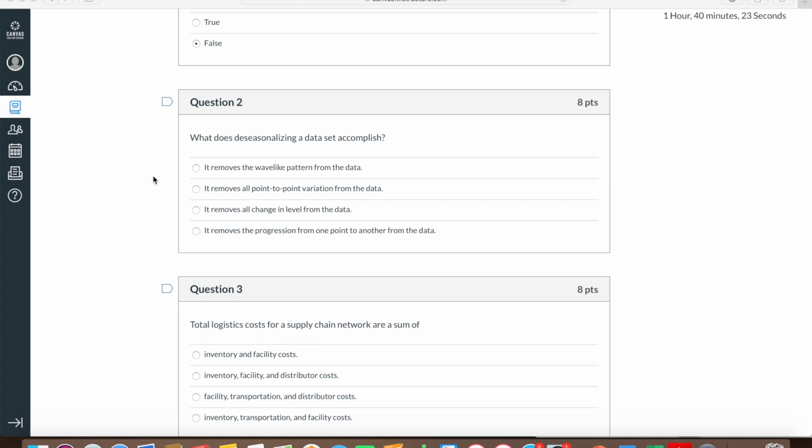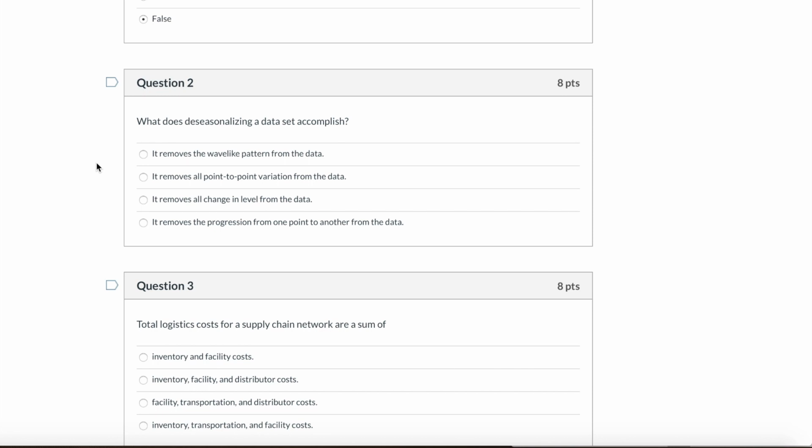Okay, now question number 2. What does deseasonalizing a data set accomplish? Deseasonalizing is rounding out the seasons so that you can see the general trend of the demand. For example, in the summer, something like a swimsuit is going to be more popular. However, we don't want to know the growth from summer to winter. We want to know the general growth. So we want to remove that seasonal pattern. What's a seasonal pattern? Well, removing the wave-like pattern is deseasonalizing.